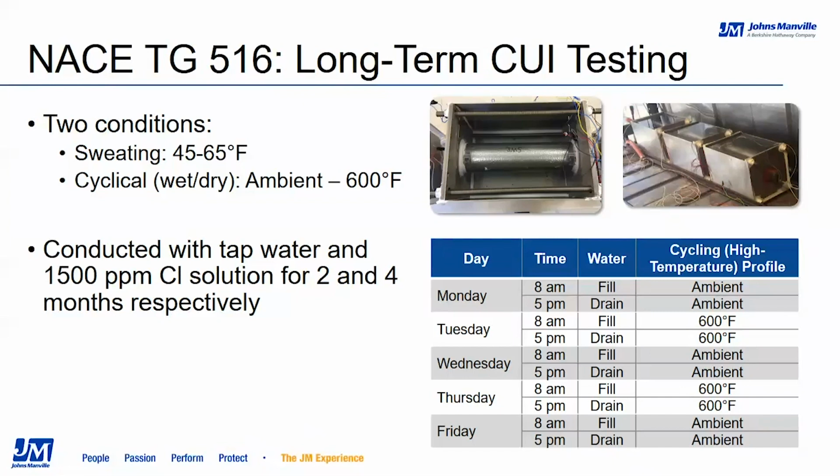And between each cycle, the assembly was fully immersed in a tank of water. Now, for both conditions for the first 2 months, only tap water was used to wet the material, and in the last 4 months, they used a solution of 1,500 parts per million chloride. So in the cycling conditions, the elevated temperatures dried the insulation between each cycle, creating wet, dry, high temperature, low temperature conditions with a fair amount of variation.